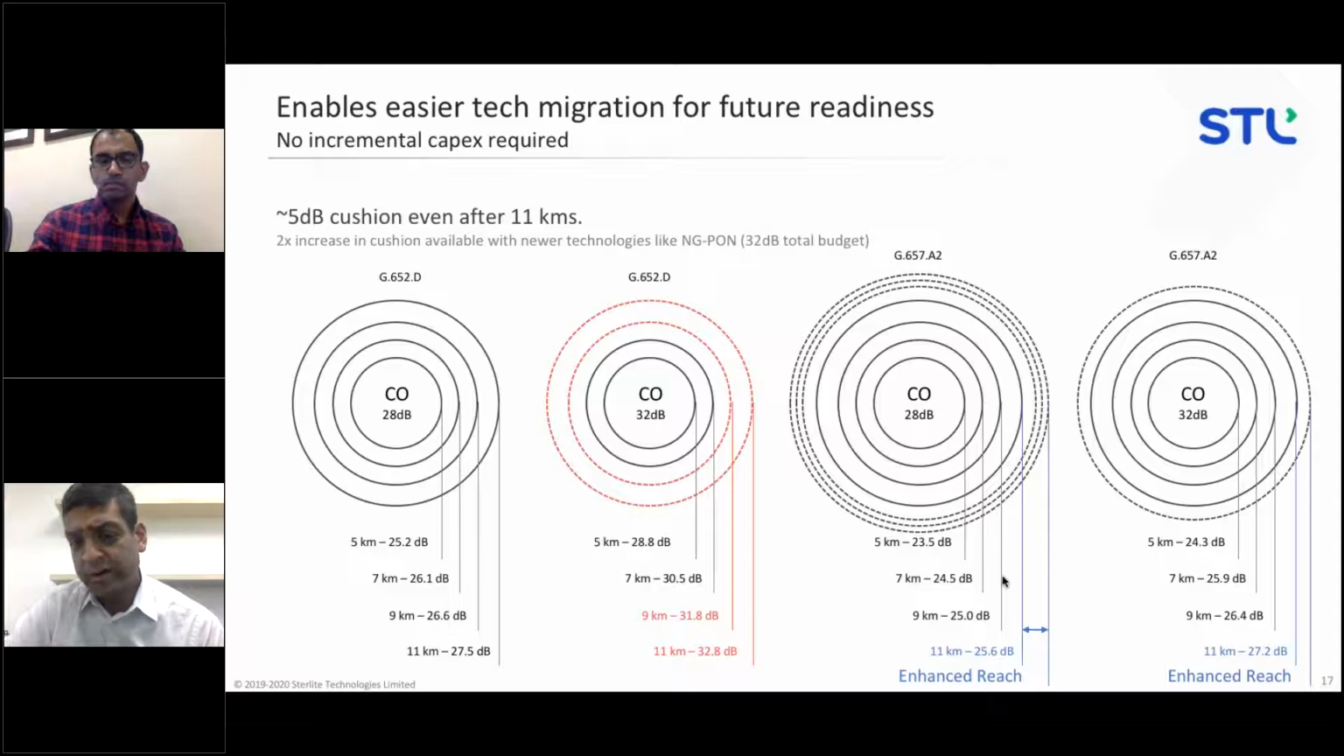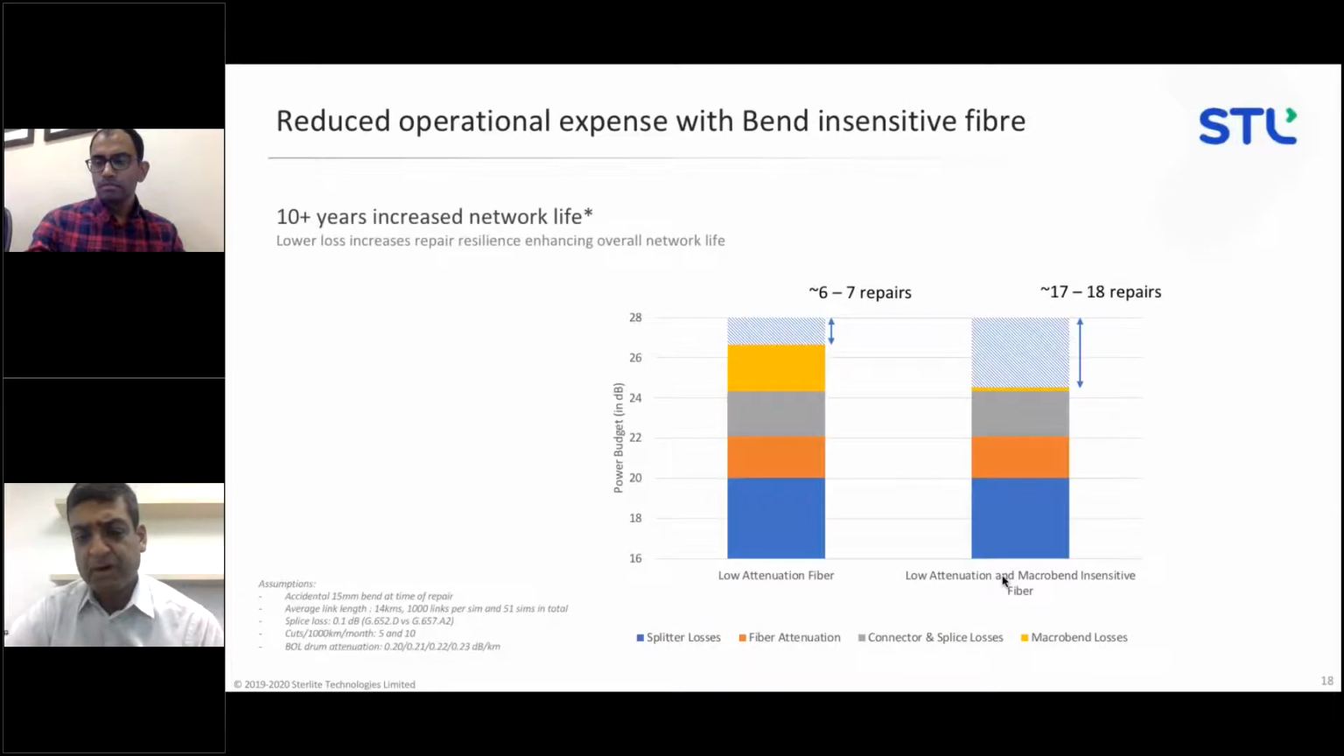Now, let's talk about operating expenses. What we see here is a breakup of the power budget based on a number of different factors. This is the same data that you saw earlier, just budgeted in a different graphical form. We are still talking about losses due to fiber attenuation, splitters, connectors, and splices, and macrobend losses in yellow. Now, on the left, you see G.652.D, standard single mode low attenuation fiber.